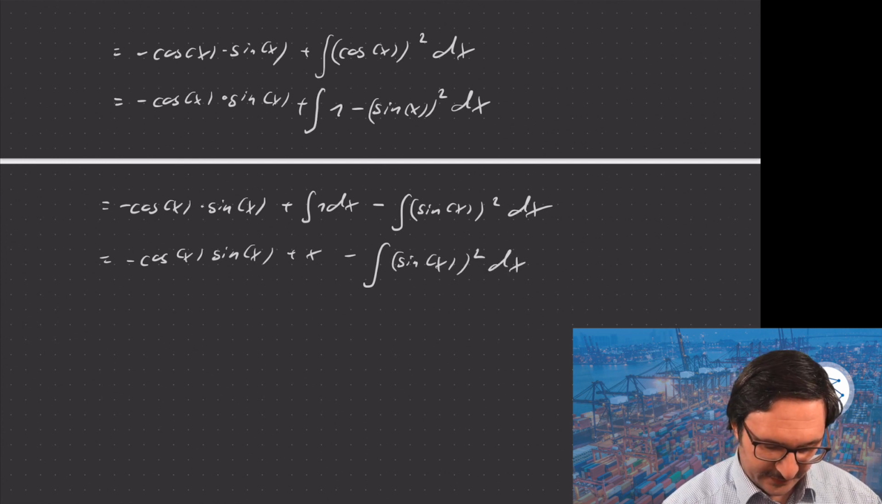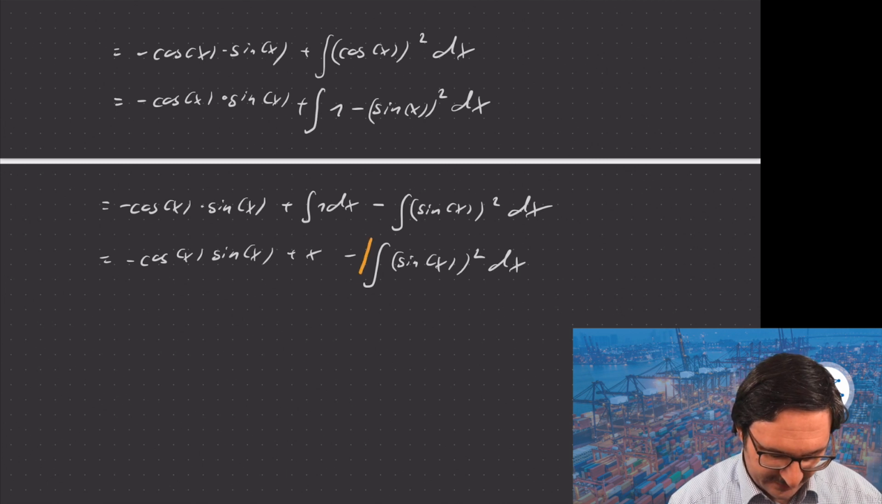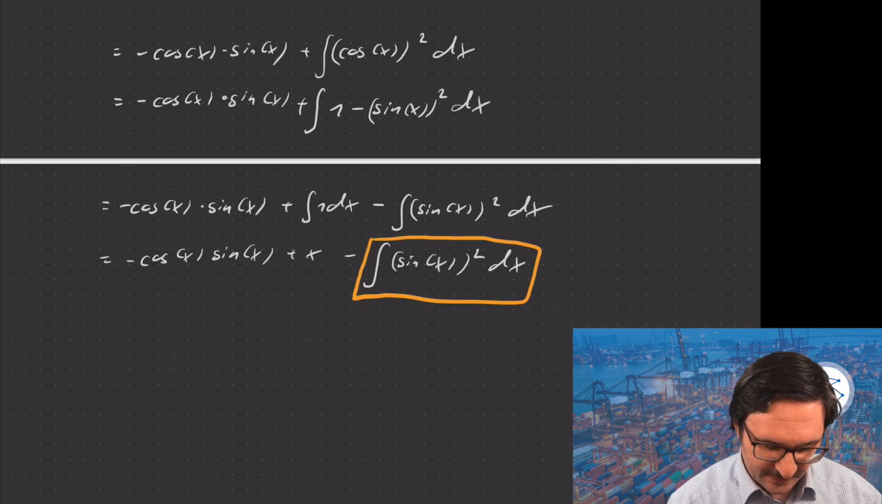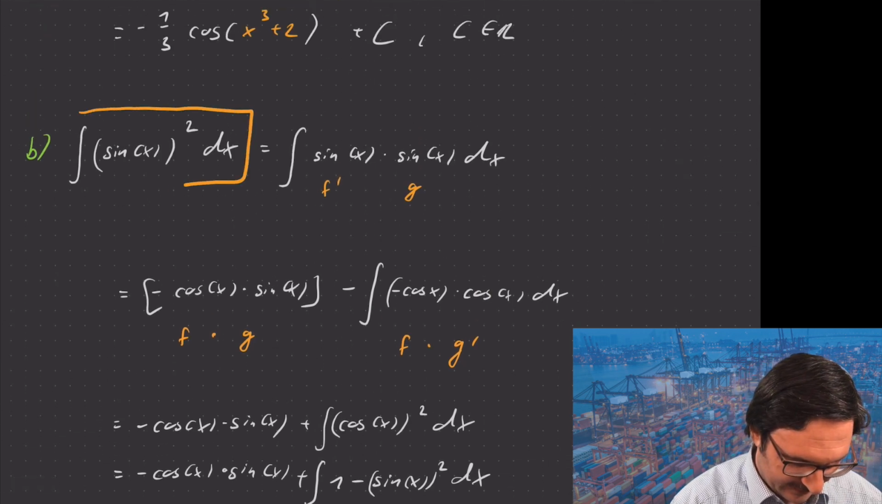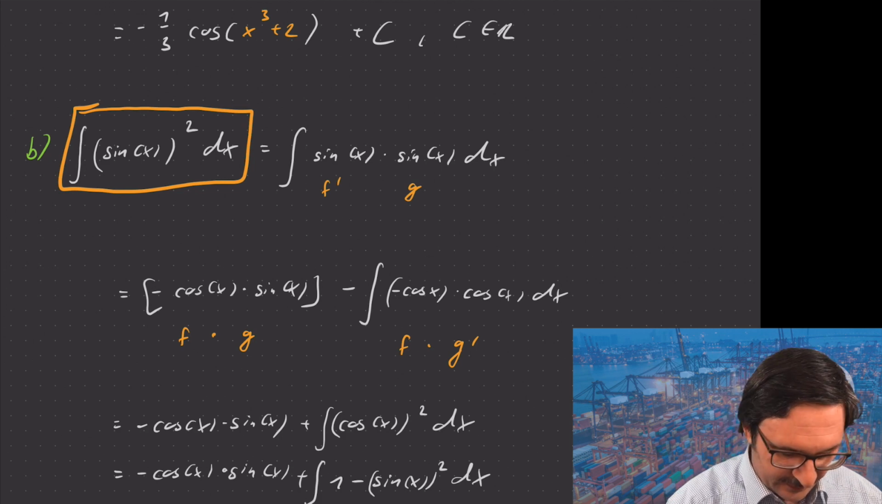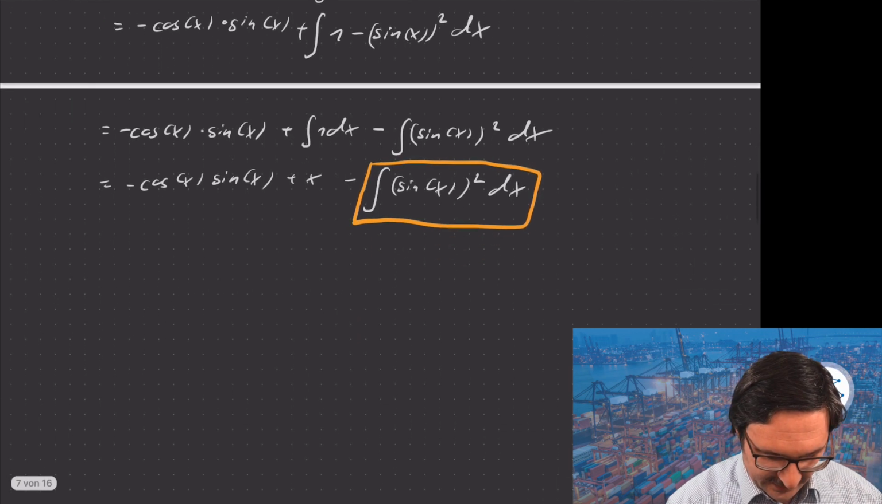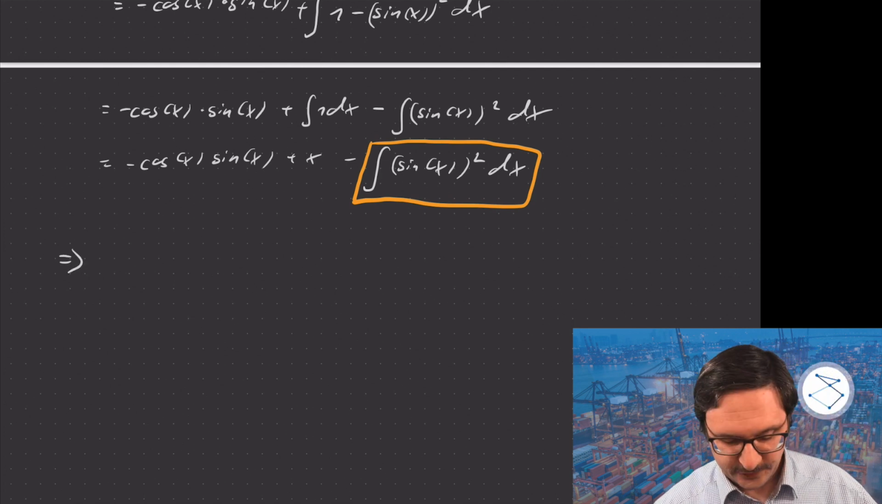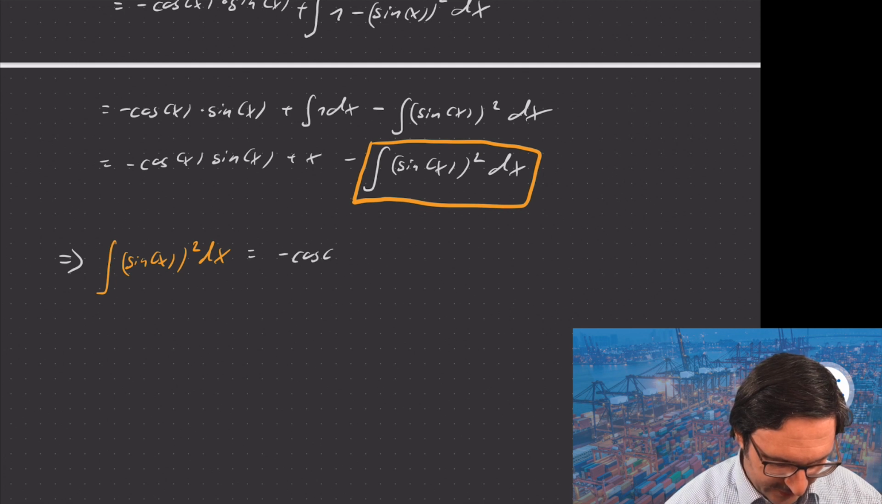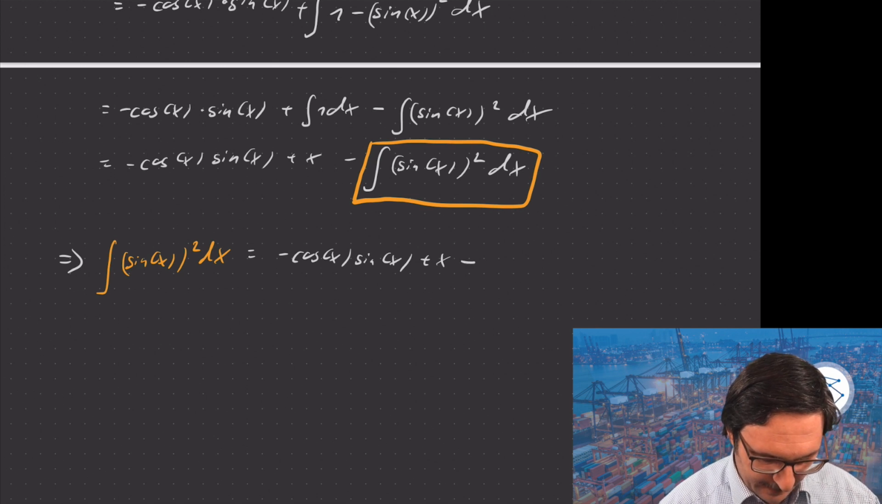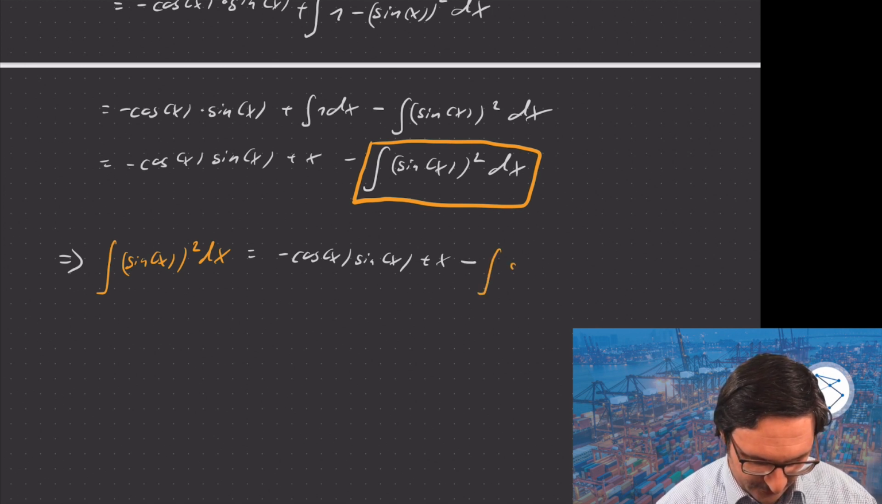And now if you look at that result, you will notice that this integral here is exactly the one that we started with. Here it is. So what we now have is an equation for that integral that says this integral over sine x squared dx is equal to minus cosine x sine x plus x minus, again, that same integral.